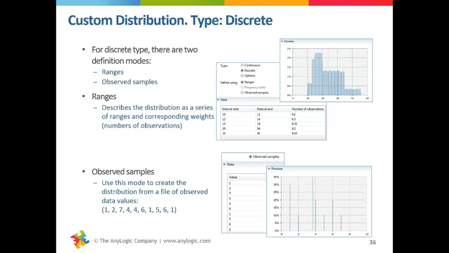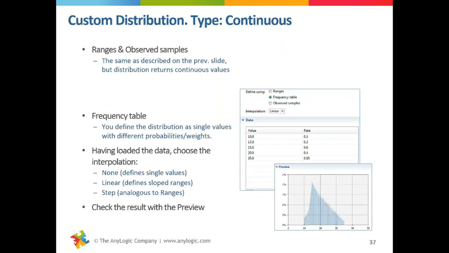Custom distribution can be discrete, as shown below. It can also be continuous, as shown here.